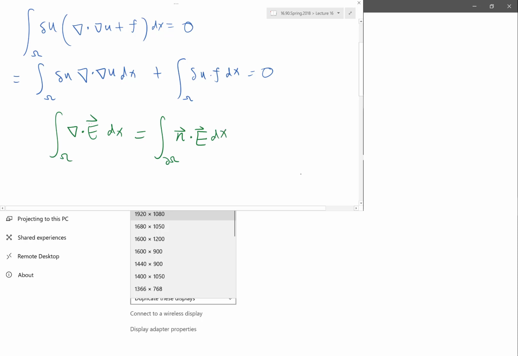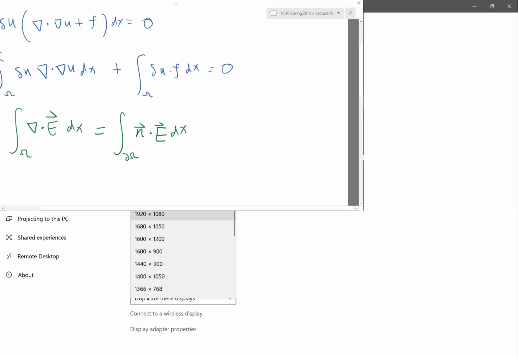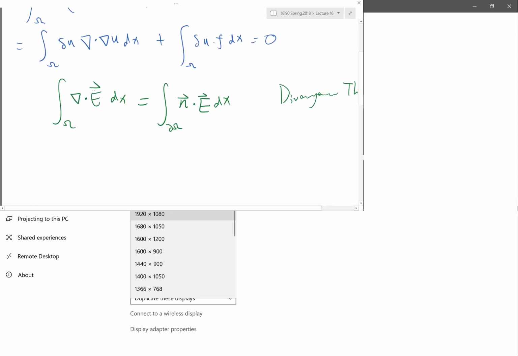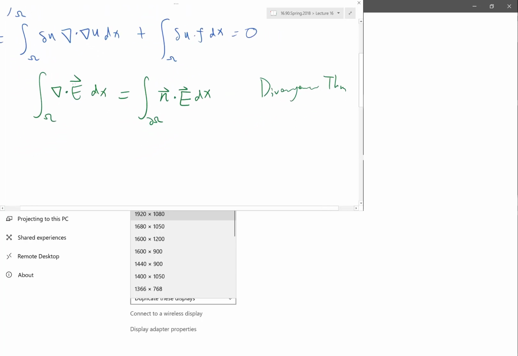E is the same vector field, so this works for any vector field. The vector times the normal vector gets you the flux through the boundary. Alright, so that's the divergence theorem. Then the integration by parts in 2D is basically a pretty trivial application of the divergence theorem.